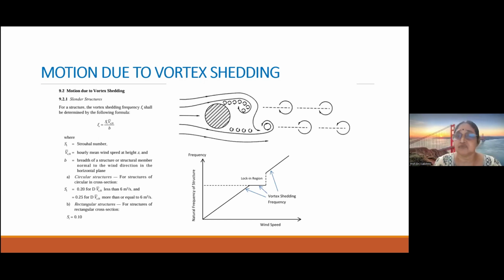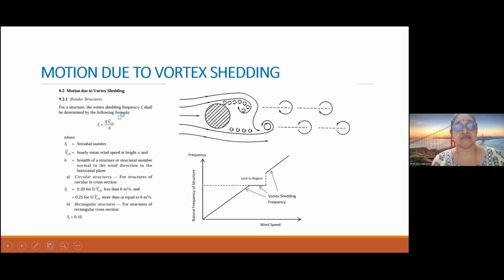Now, moving to the vortex-induced oscillation or vortex shedding, as I said, the vortices are generated on both sides of this circular structure, and it is going to apply forces on both these sides, and the oscillation is likely to happen. So the vortex shedding frequency is given by the Strouhal number times the hourly mean wind speed at height, divided by the breadth of the structure.